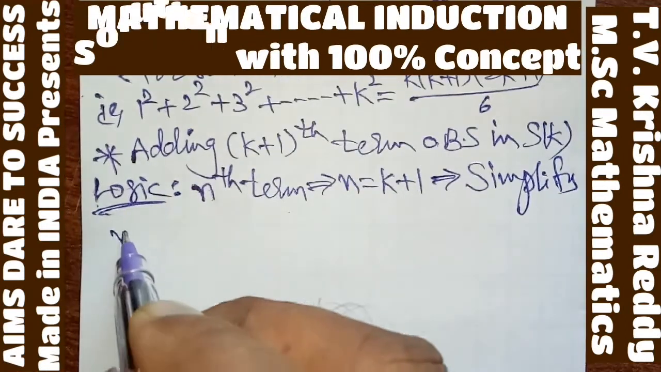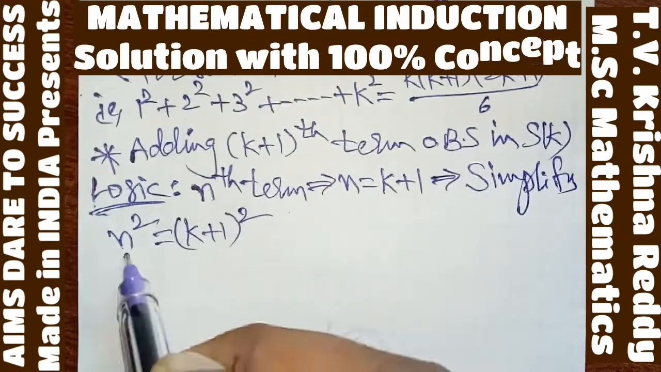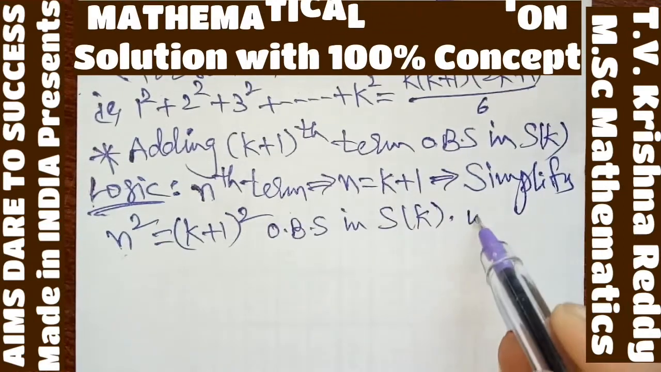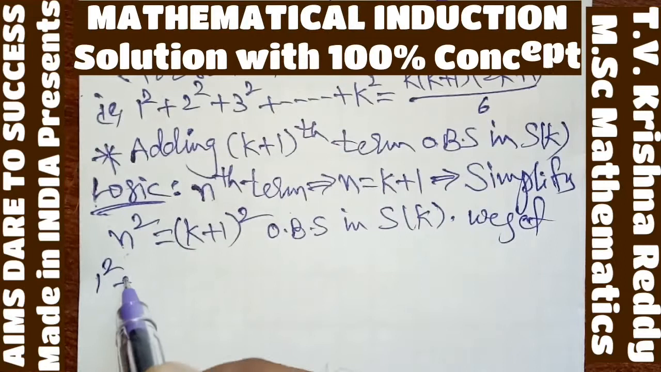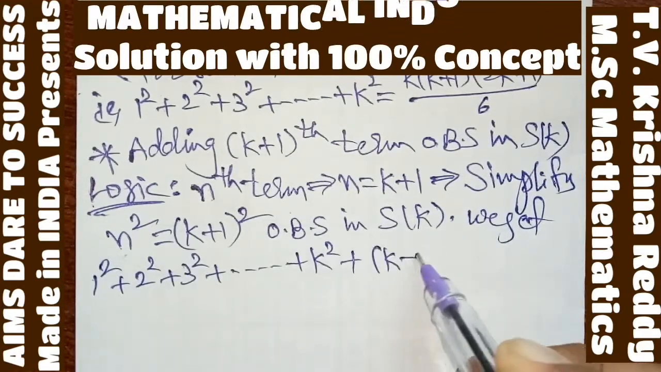Taking the nth term, what is the nth term? n square is the nth term. And the next one is substituting n is equal to k plus 1. We get k plus 1 whole square, added on both sides in S of k. We can write S of k as it is: 1 square plus 2 square plus 3 square plus and so on plus k square, plus the added value, k plus 1 whole square.